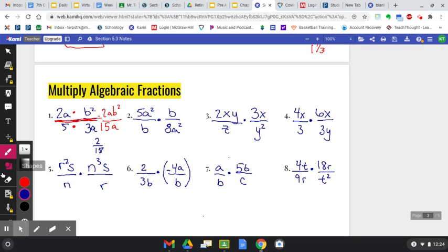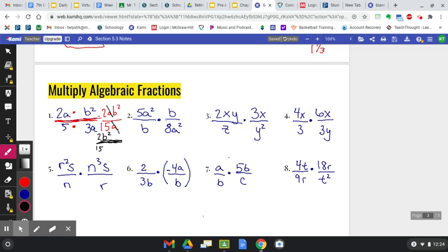Oh, let me erase that. Terrible with my 5s, but let me change the font. So we'd have 2 over 15. And then a over a. So remember, we can cancel out, right? That's just equal to 1. And then there's no other b, so that would be b squared. So it'd be 2b squared over 15.